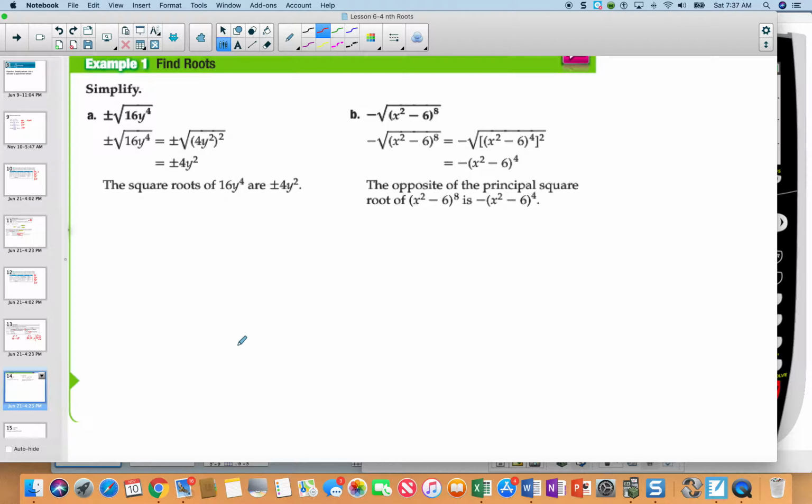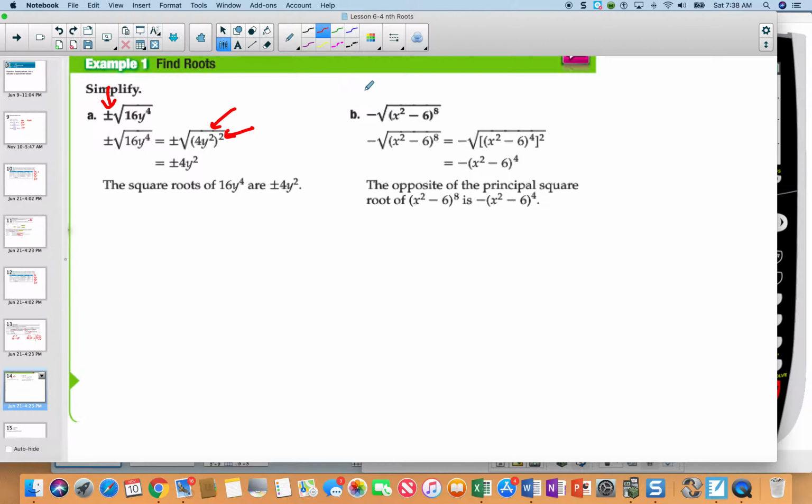Let's take a look at some examples. Now you can see right here, I'm already seeing that I'm going to have 2 answers. What I want to do is take my radicand and rewrite it and look at how I'm using the powers. 4 to the second power is 16. y to the second is y to the fourth. So I know that this represents this. Now the square root and the square are going to undo each other, and so you're just going to be left with this right here, and don't forget the plus or minus.